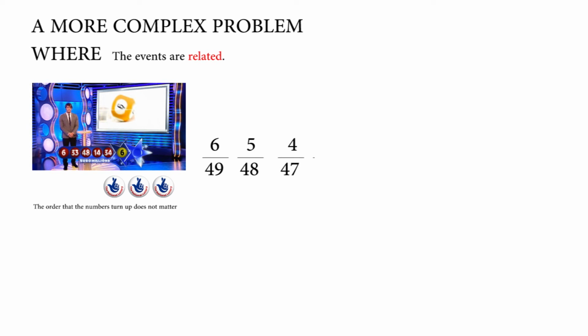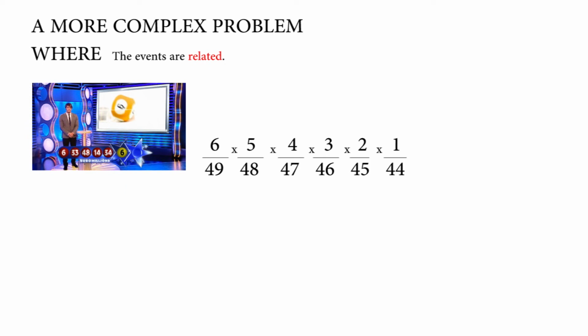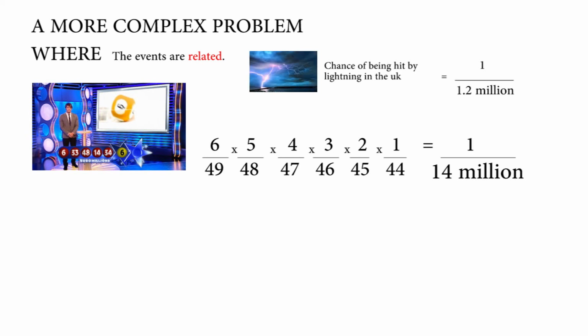So the chance of winning the lottery are 6 out of 49 times 5 over 48 times 4 over 47 times 3 over 46 times 2 over 45 times 1 over 44, which works out to be 1 in almost 14 million. 1 in 14 million. Good luck.